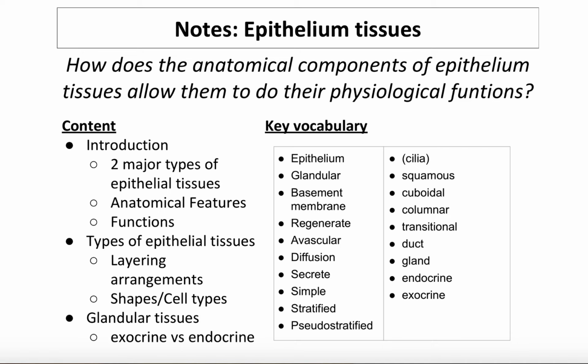We're going to go over the two major ways we define the function of epithelials or epithelium tissue. And then we're going to go over the major ways that they are layered, as well as the shape of the cells that make up epithelial tissues. And finally, we'll go over a special kind of functional type of epithelial tissue called glandular tissues.